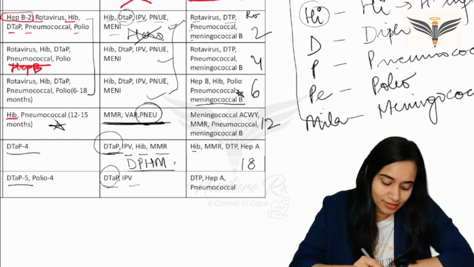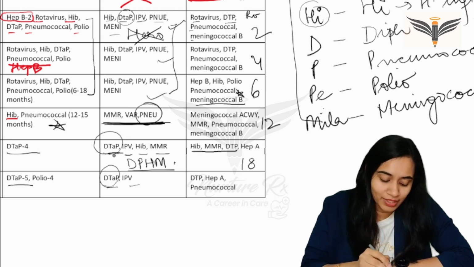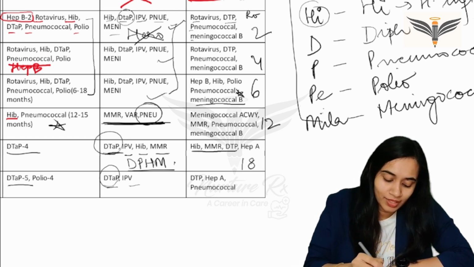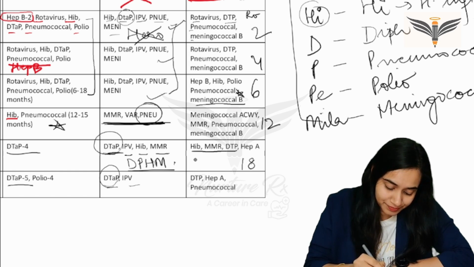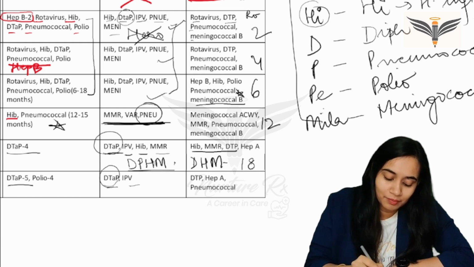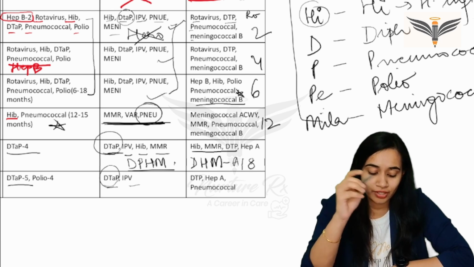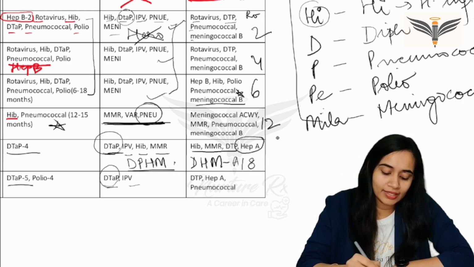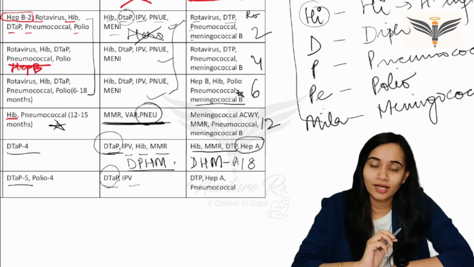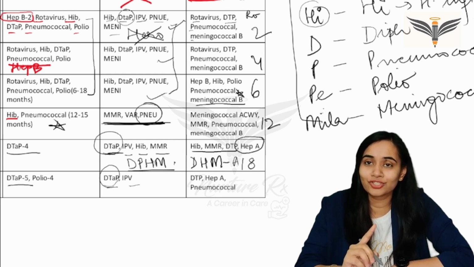At 18 months, can you see that DTP, MMR, and H influenza B are same as Canada? So this you're giving D, you're giving H, and you're giving M. But there is another vaccine, the hepatitis A vaccine, which you're giving in Australia at 18 months of age. Okay, so this is a new addition.